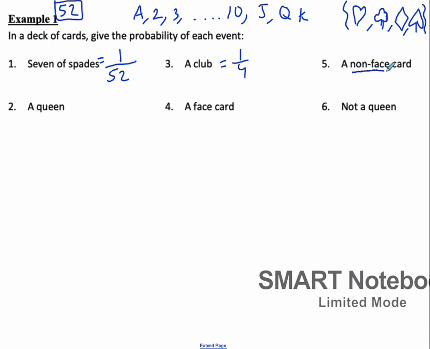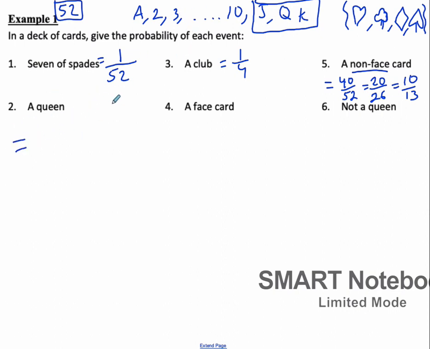A non-face card. Face cards are these cards here because they actually have pictures of a face on them. There are 4 of each, so there are 12 face cards. That means there are 40 non-face cards. So it's 40 out of 52, which we can simplify to 20 out of 26, and that's 10 out of 13. Well, we could have done that straight away: there are 10 non-face ranks out of a total of 13 ranks.